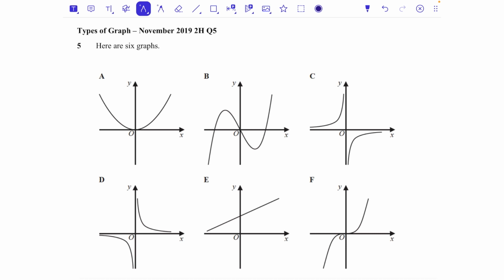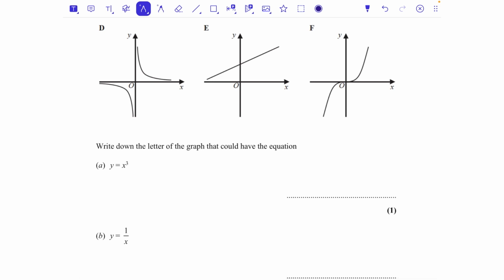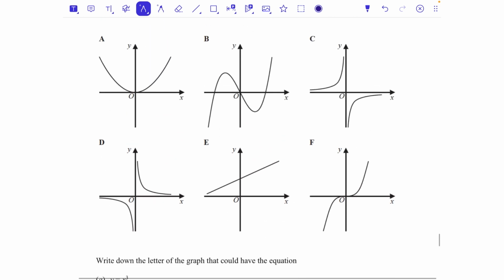So really common now, matching up the graphs. So we're just going to go through each of these. We actually only need to identify 2 of them, but it's a good idea to know a little bit about each of these graphs.